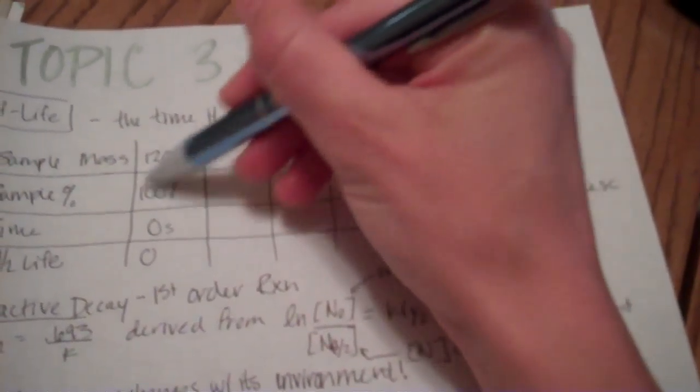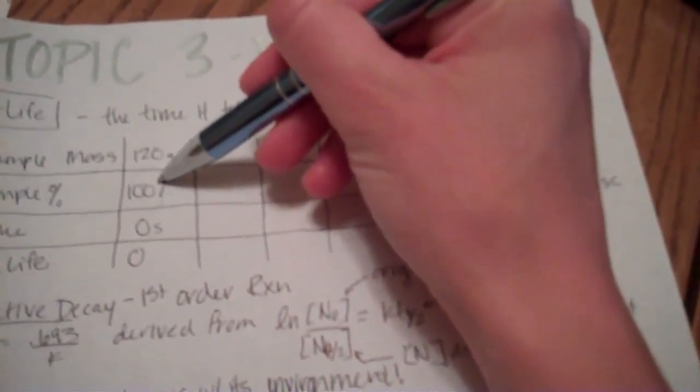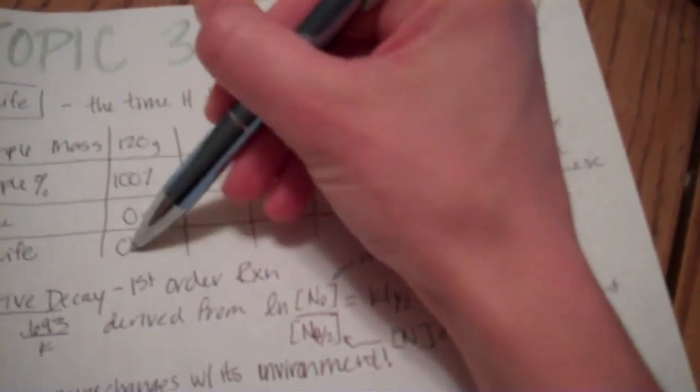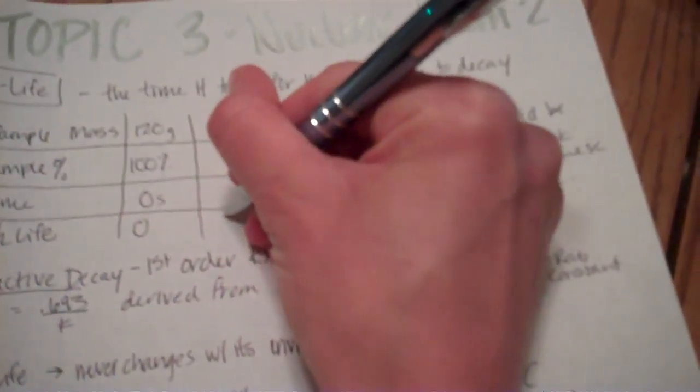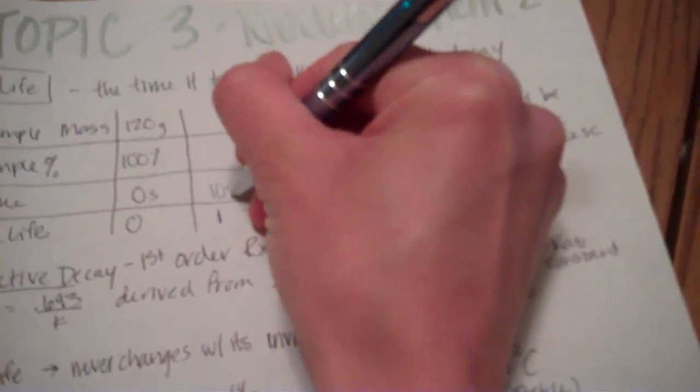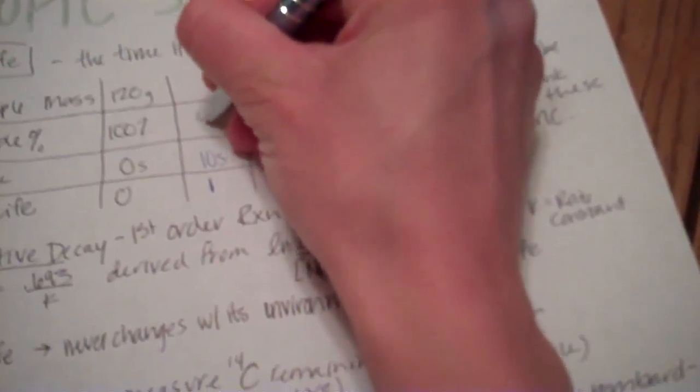So let's say we have a sample mass of 120. That means we're at 100% radioactive. Time 0, half-life 0. If we go through one half-life, let's say time is 10 seconds, 50% will remain, and you'll have half of your original sample, so 60.